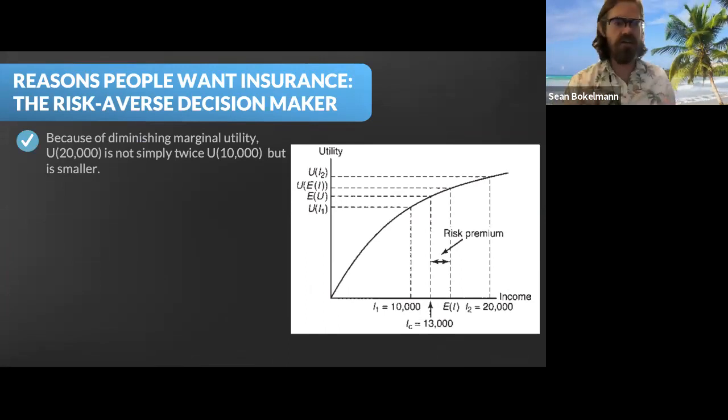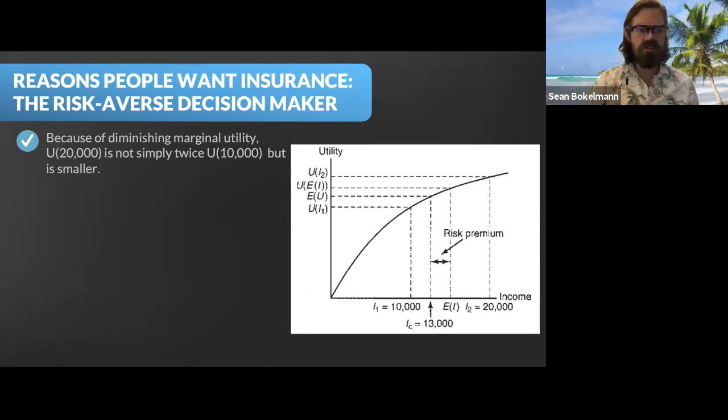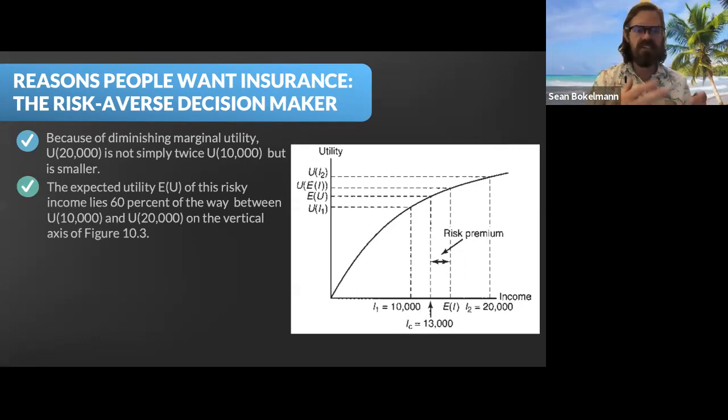Okay, so what's going on here? Because of the diminishing marginal utility, the utility of $20,000 is not simply double the utility of $10,000, right? It's smaller. And it's because those extra $10,000 didn't provide as much utility. There's diminishing marginal utility, right? Now, what this means is that the expected utility of this risky income is going to lie 60% of the way between the utility for $10,000 here and the utility for $20,000 here, which again is this expected utility figure.